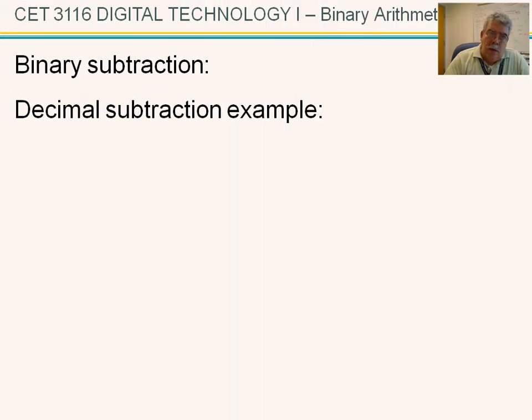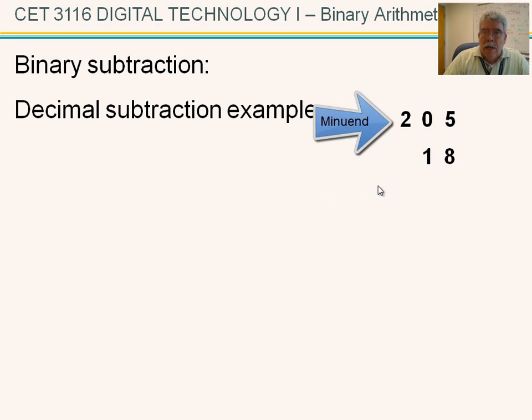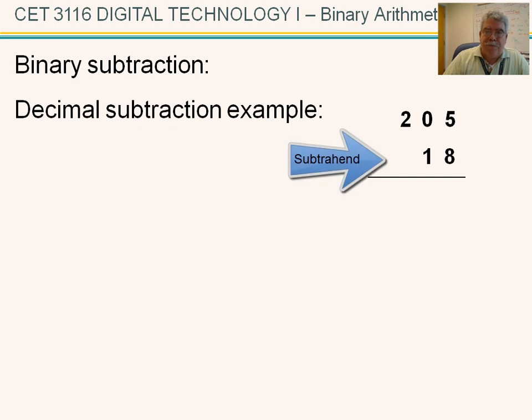Binary subtraction. As we did with the binary addition, we want to start by giving an example of how we perform subtraction for decimal numbers. All right. So remember, we now call them the minuend and the subtrahend, and the result is going to be the residue. And we're going to do minus.